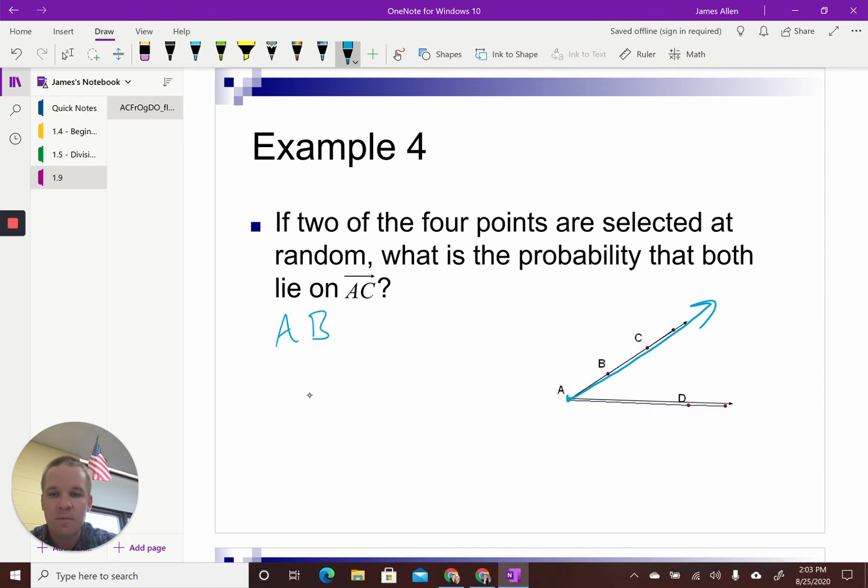I could choose A and B. We could put a comma between them so it doesn't look like a segment length. Then A and C, and A and D. Then we have B and C, B and D, and then C and D. Anything else would be repeating, like D and C is the same as C and D. The order in which they're picked doesn't matter. So how many possibilities do we have for pairs of points? We've got a total of 6, so our denominator is 6.